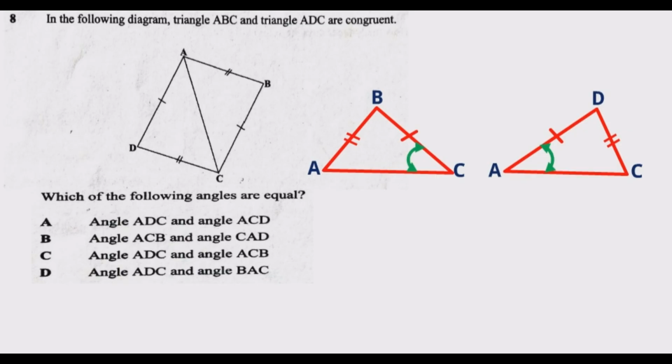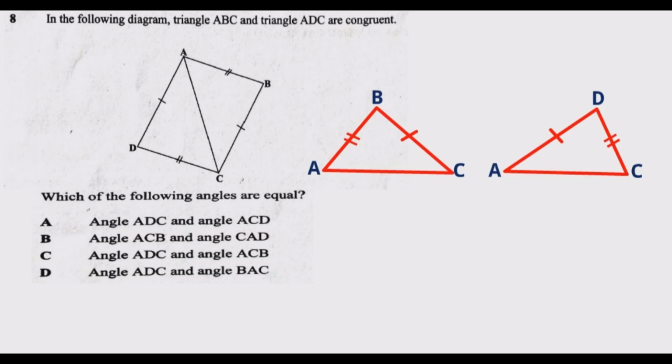When you look at these angles, they are corresponding angles. Angle ACB, which is here, corresponds with angle CAD, so these angles are equal. So basically we can identify that angle ACB and angle CAD are equal, and this is probably the correct answer. However, let's go further and see the options C and D.